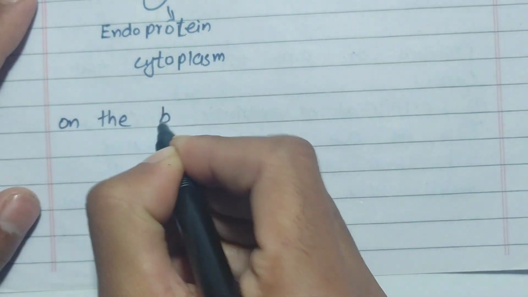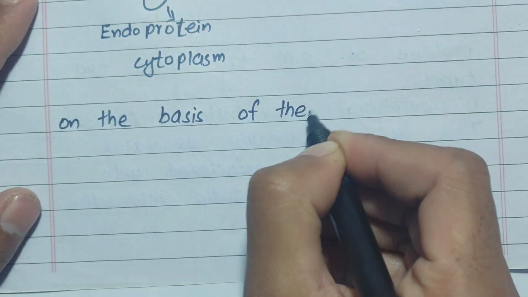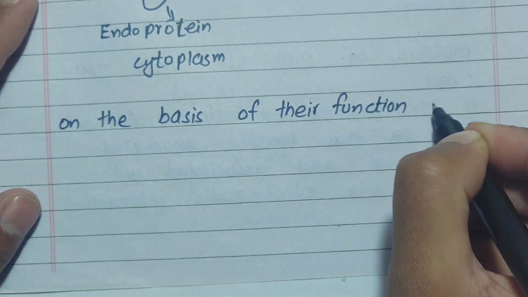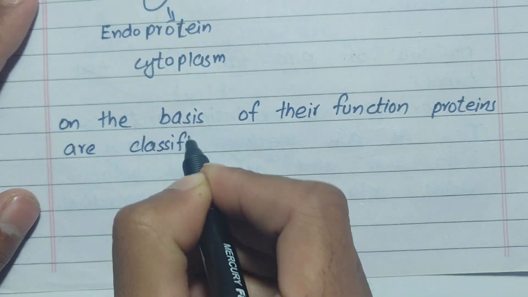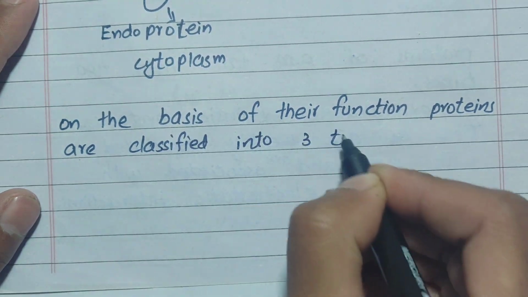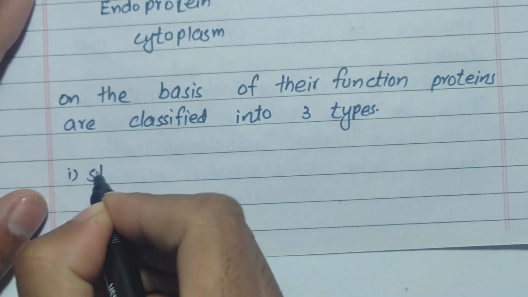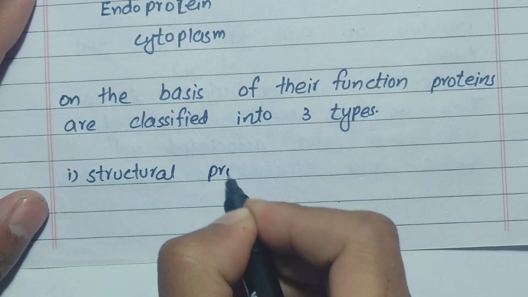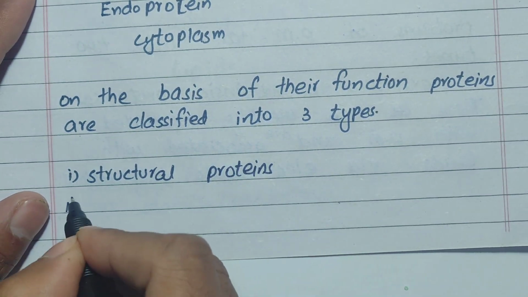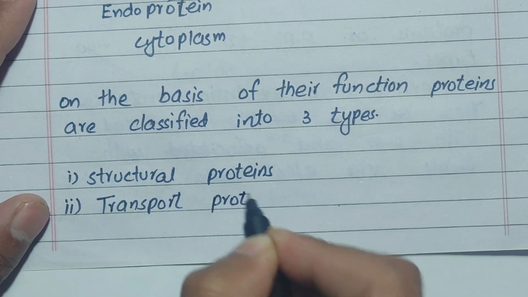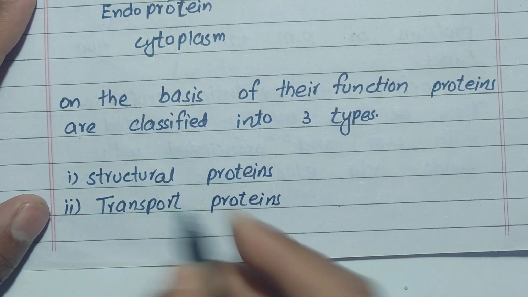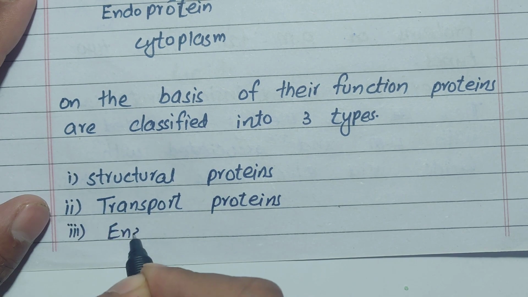On the basis of their functions, proteins of plasma membrane are classified into three types. Number one is structural proteins. Number two is transport proteins. These are also termed as permeases. Number three is enzymes.